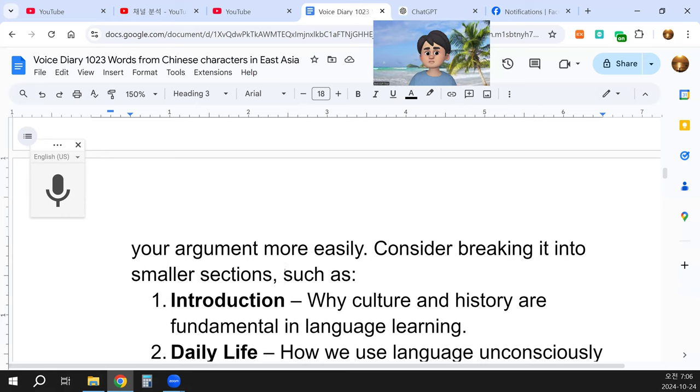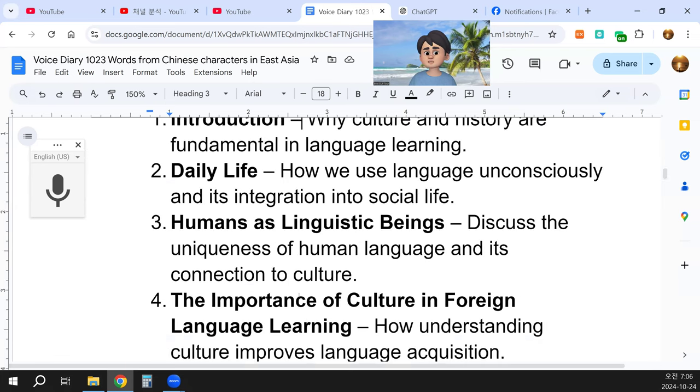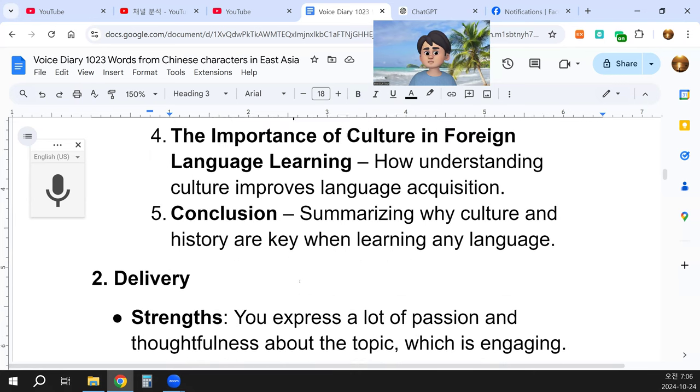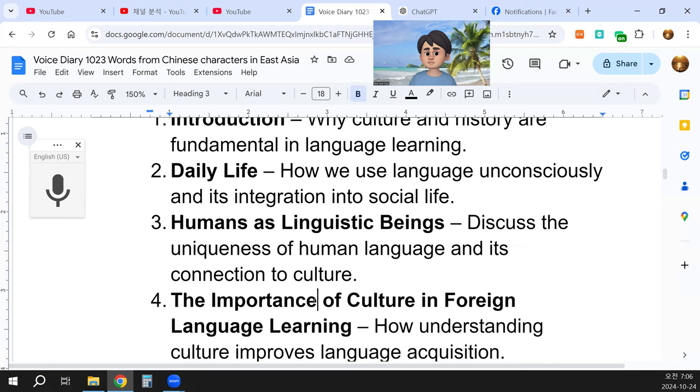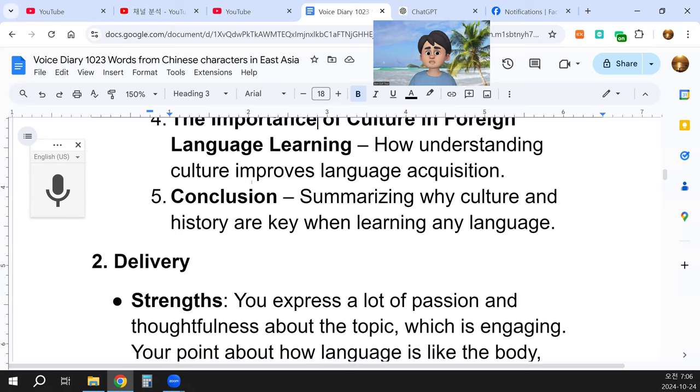Consider breaking it into smaller sections, such as the introduction: why culture and story are fundamental in language learning, daily life, how you use language consciously, and its integration into social life. Humans as linguistic beings: discuss the uniqueness of human language and its connection to culture. The importance of culture in foreign language learning: how understanding culture improves language acquisition. Conclusion: summarizing why culture and history are key when learning any language.